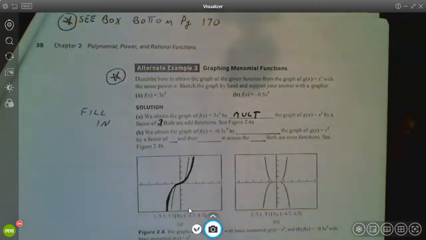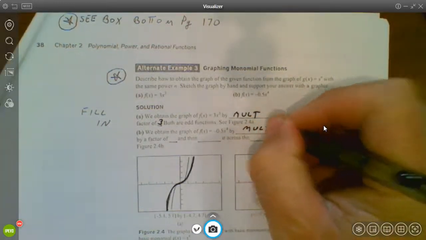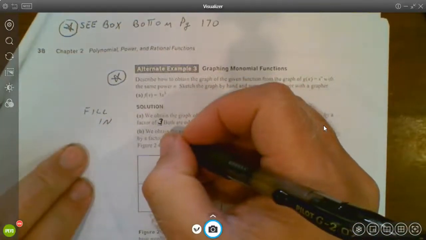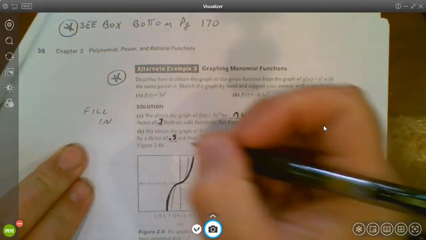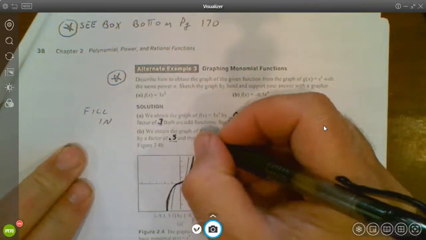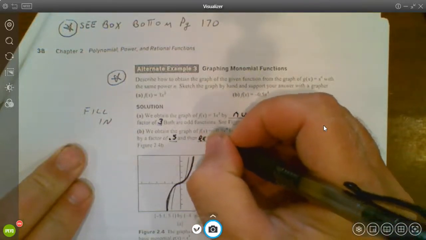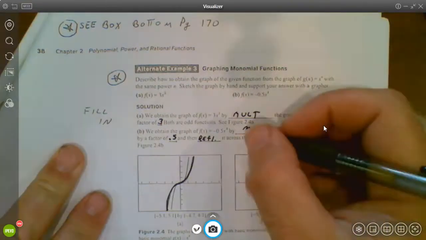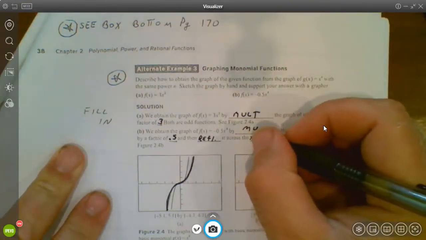So using that information, we could come up with some sketches as long as we're familiar with the parent function, and that's kind of a big deal. So how about the next one? We've got negative 0.5 x to the fourth. In this one, we obtain the graph by doing what to x to the fourth? Again, we are multiplying by a factor of 0.5, and then reflecting it across the x-axis.